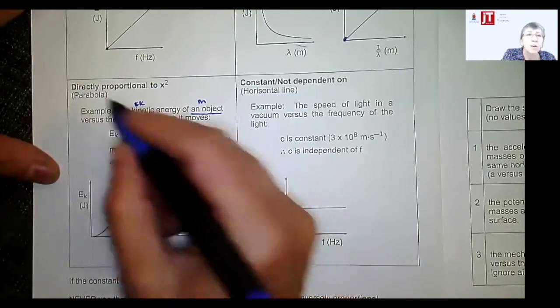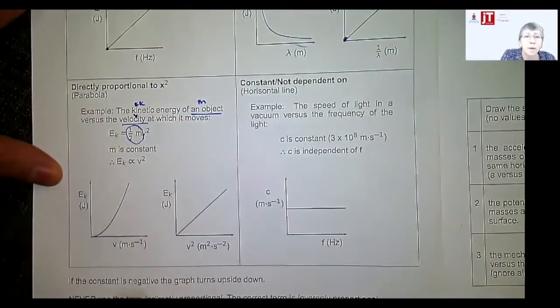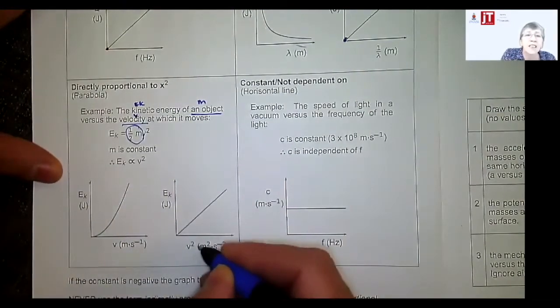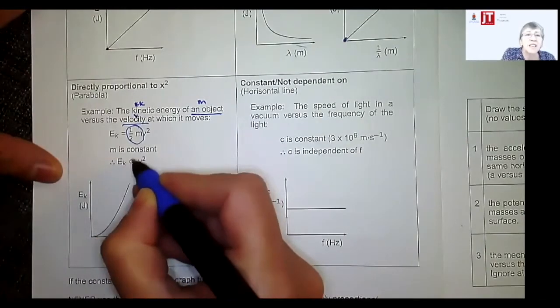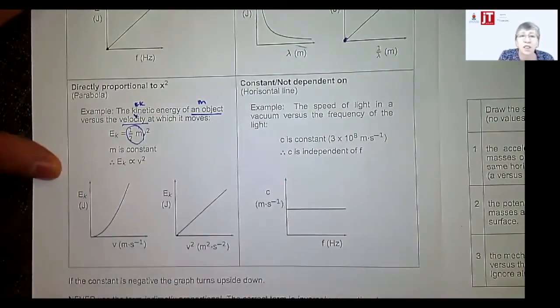And for a squared one, we need a parabola. So if I have EK and v, that will be a parabola. But remember, if I put the square on the axis, then that axis is directly proportional to the other axis, and we'll get a straight line through the origin.